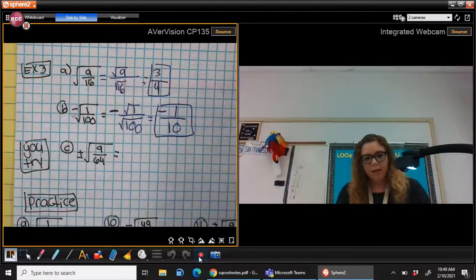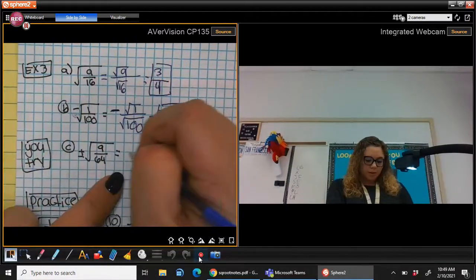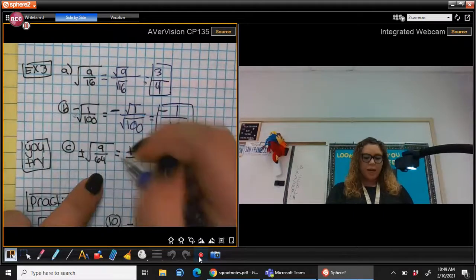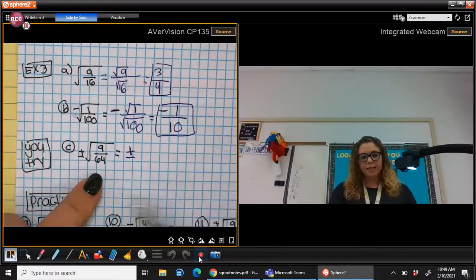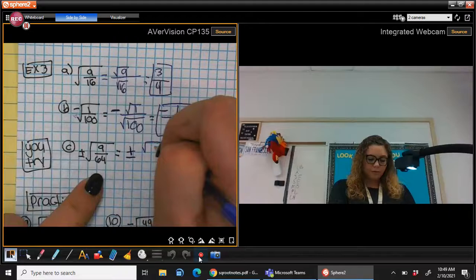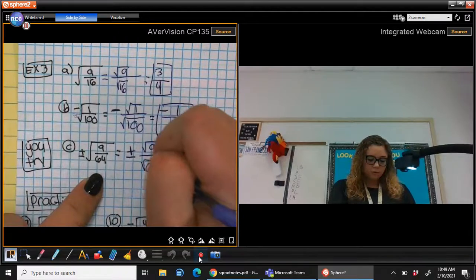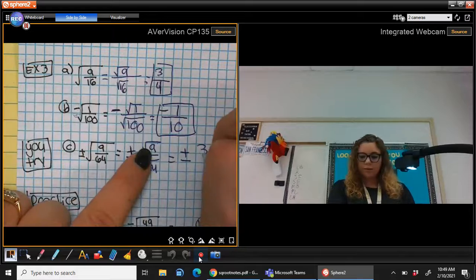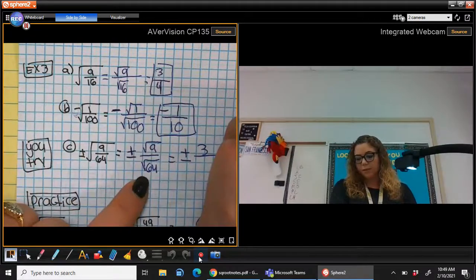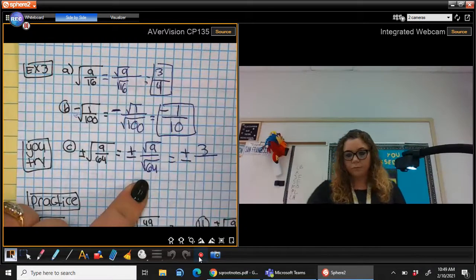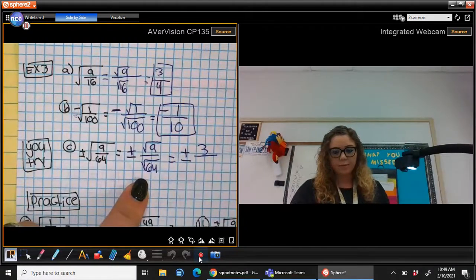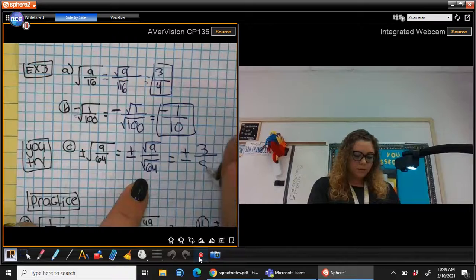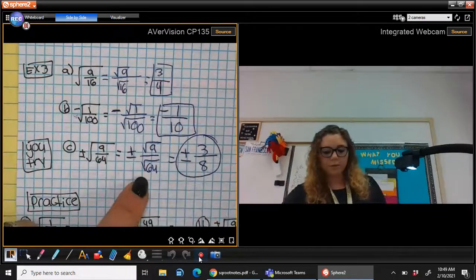And this last one, I have a plus and minus on the outside, so I'm going to keep that. 9/64. Can I simplify that any further? I cannot, so I'm going to break it apart. The square root of 9 is 3. What times what would give you 64? 8. So that would be my answer.